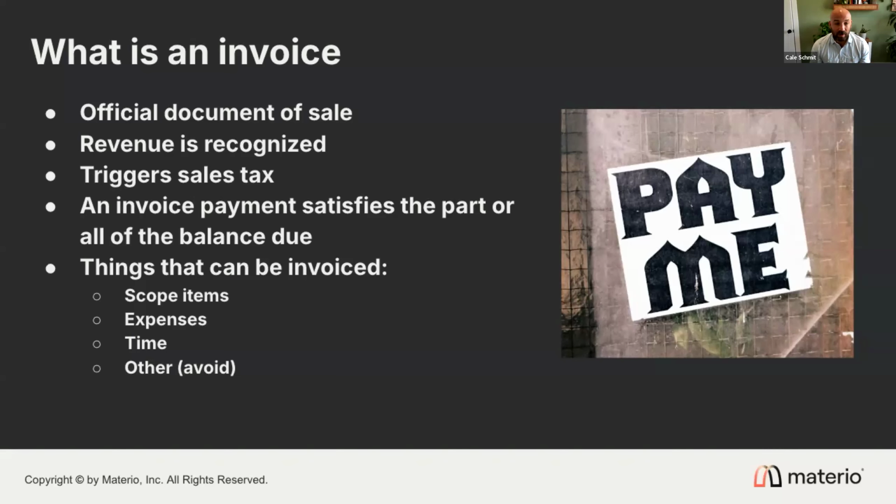So if it's December 31st and you send a $100,000 invoice, your income for that year is boosted up $100,000, even though you may not have received that $100,000 in that year. It may not pay till January 1st. Well, if you sent that invoice on December 31st, that's when your revenue is recognized. And also that's when sales tax liability is triggered.